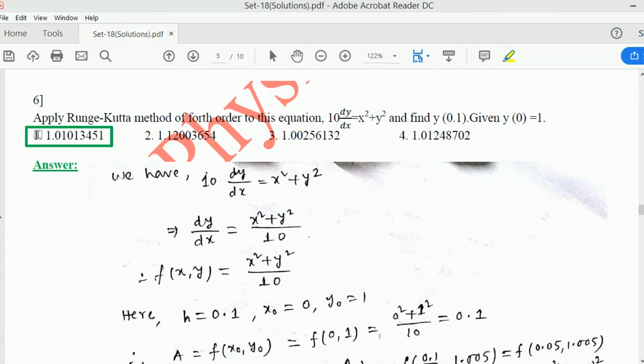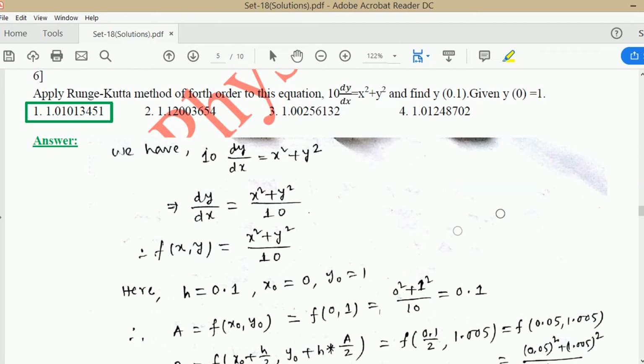Now coming to question number 6. Apply the Runge-Kutta method of fourth order to the equation 10 dy/dx plus y equals x squared plus y squared, and find y at 0.1 given y at 0 equals 1. Okay, to solve this problem, we just see that this is the equation we are given.